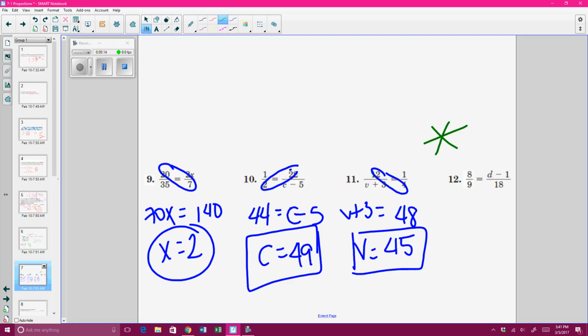Pay attention to this one because we need to make sure that we multiply 9 to both terms in the denominator, the numerator of the right-hand fraction. So it would be 9 times d, which is 9d. And then it's also 9 times -1, so this would be -9. And so that equals 8 times 18, which is 144.